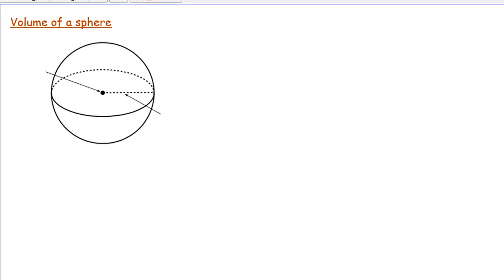Before I look at the volume of a sphere, there are some definitions that I want to go through. First of all, a sphere has a center, and it also has a radius.